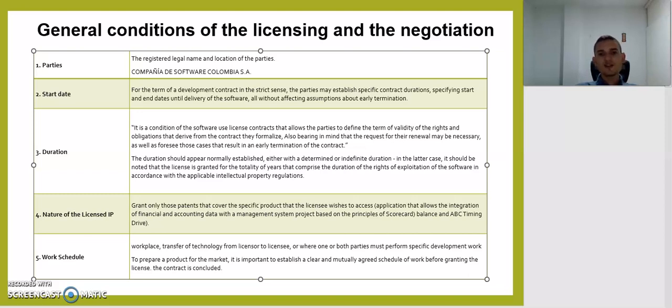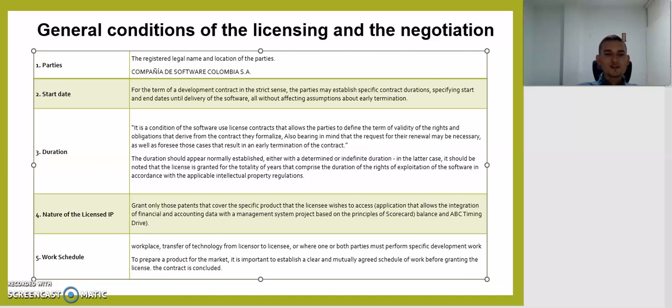The duration shall normally be established as either determinate or indefinite. In the latter case, it should be noted that the license is granted for the totality of years that comprise the duration of the rights of exploitation of the software in accordance with the applicable intellectual property regulation.